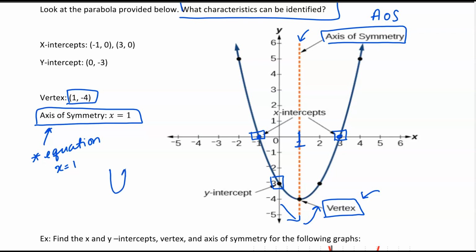Some things to note when we are looking at parabolas: we're going to have two different types of parabolas. We're going to have the happy parabolas, which are going to be our positive parabolas. And then we're also going to have our sad face parabolas, which are going to be our negative parabolas. And so that's that a that's in the front of it. And so we'll be taking a look at that.